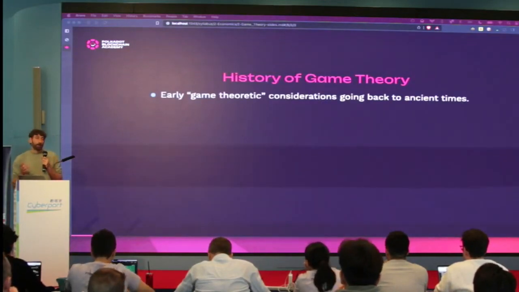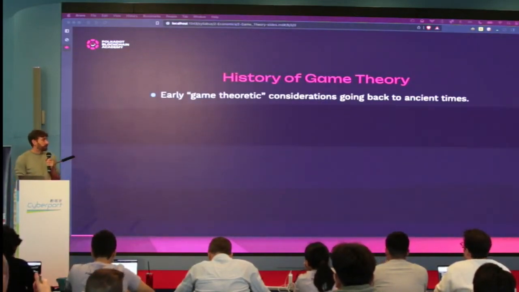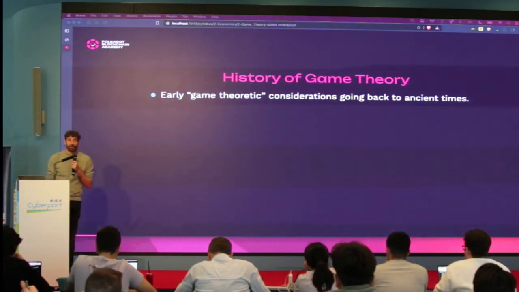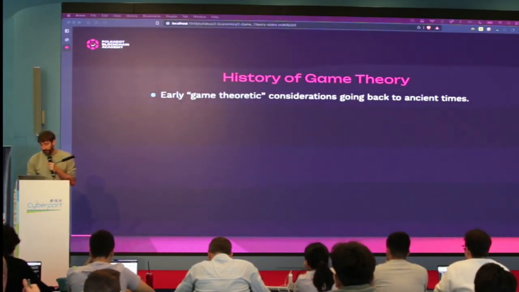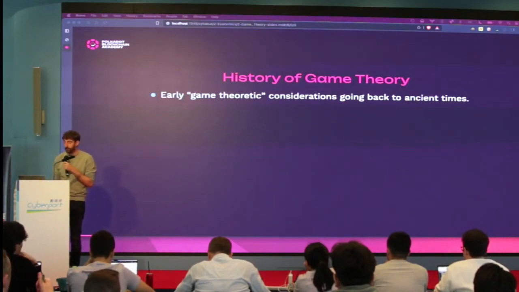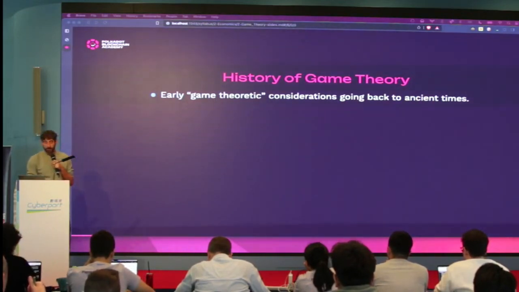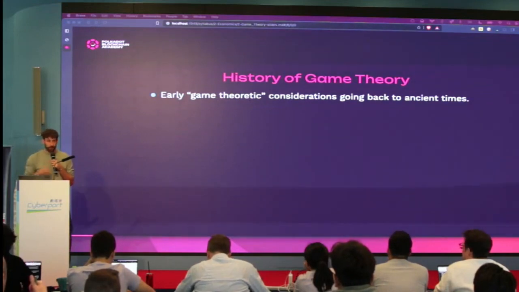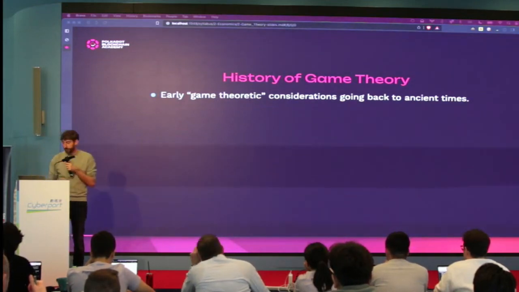And early kind of game theoretic considerations go back already to ancient times. There's one example in Plato's text where Socrates recalls the following considerations of a commentator of the Battle of Delium. I think it was between the Athens and some other group.